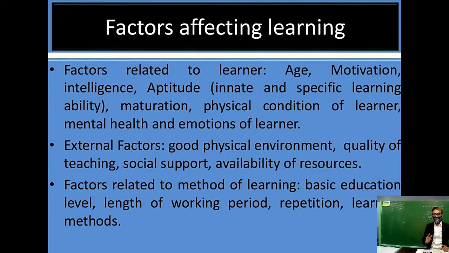Factors affecting learning. Factors related to the learner: age, motivation, intelligence, aptitude, innate and specific learning ability, maturation, physical condition of the learner, mental health, emotions of the learner. External factors: good physical environment, quality of teaching, social support, availability of resources. Factors related to method of learning: basic education, length of working period, repetition, learning methods.